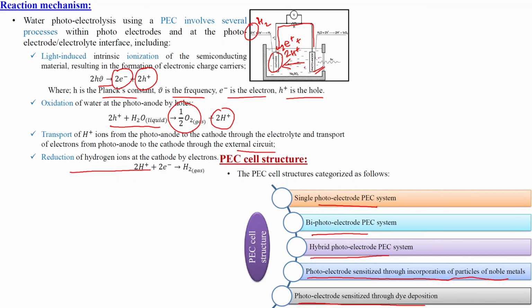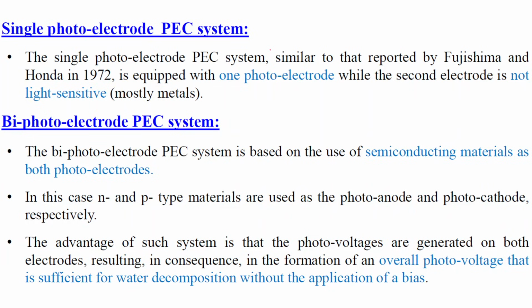So this is basically a semiconductor which absorbs sunlight and gets split into electron and holes, whereas this is a simple metal which does not split into electron and holes. Okay, whereas sometimes we can use both electrodes as photoelectrodes, that is, one n-type and one p-type. Therefore, when they absorb sunlight, they will produce photovoltage, meaning they will produce electrons and holes on both sides and will assist in water electrolysis.